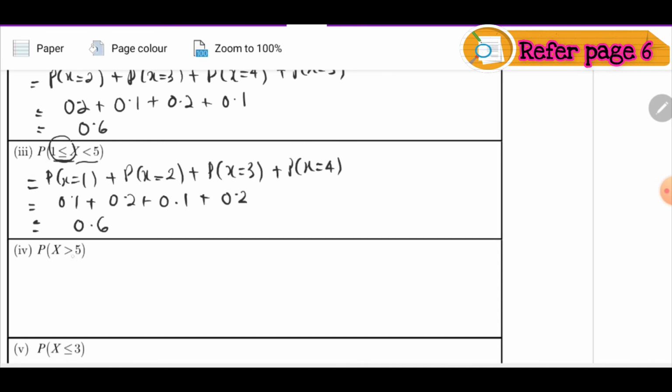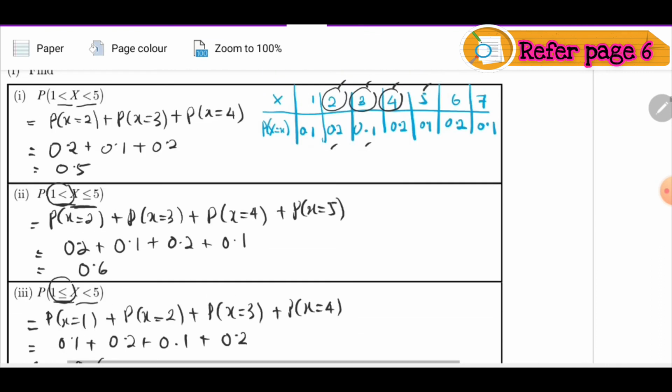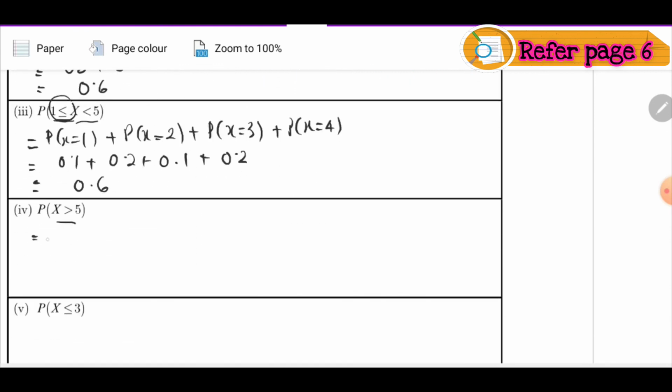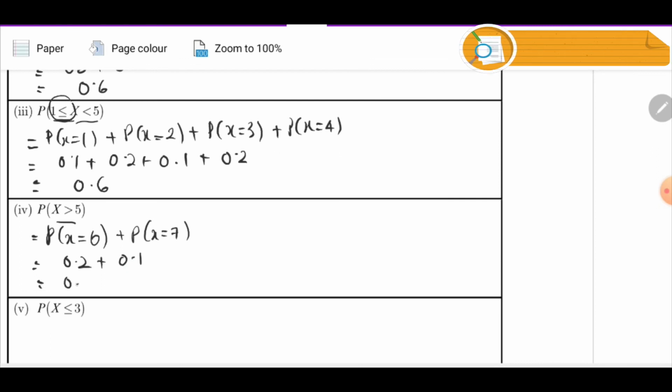Number 4. Find the probability when x is greater than 5. So from the probability distribution table, we can see that x greater than 5 means we can take the values of x equal to 6 and x equal to 7. So P(x=6) plus P(x=7). The probability when x equals 6 is 0.2. When x equals 7 it is 0.1. So the answer is 0.3.